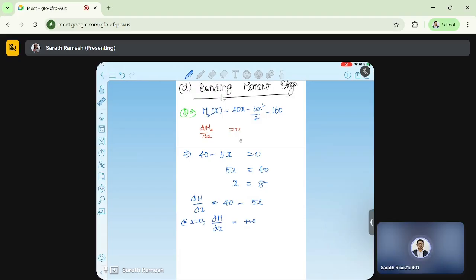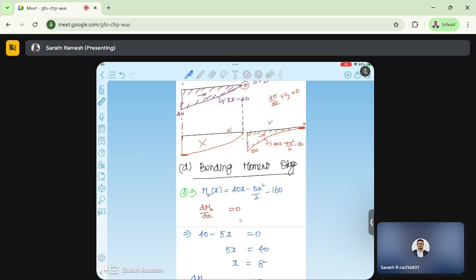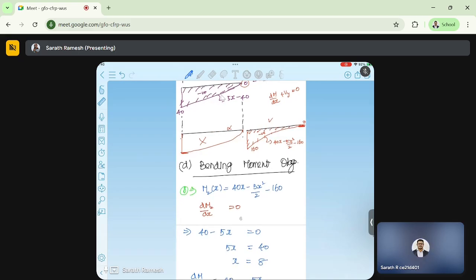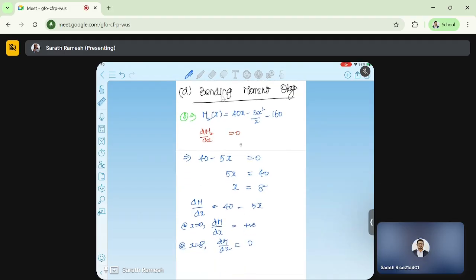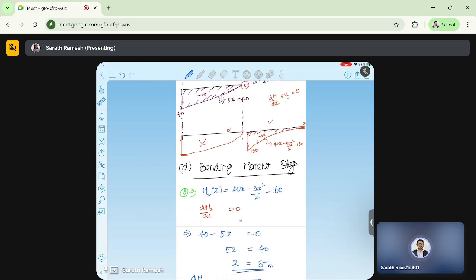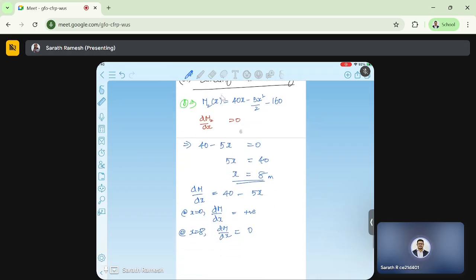At x equal to 8, dM by dx is 0. So it is again a monotonically increasing function because the slope is positive. For the maximum value, we again check the boundaries, x equal to 8 and x equal to 0. At x equal to 8, when we substitute, we get 0. At x equal to 0, we get minus 160.